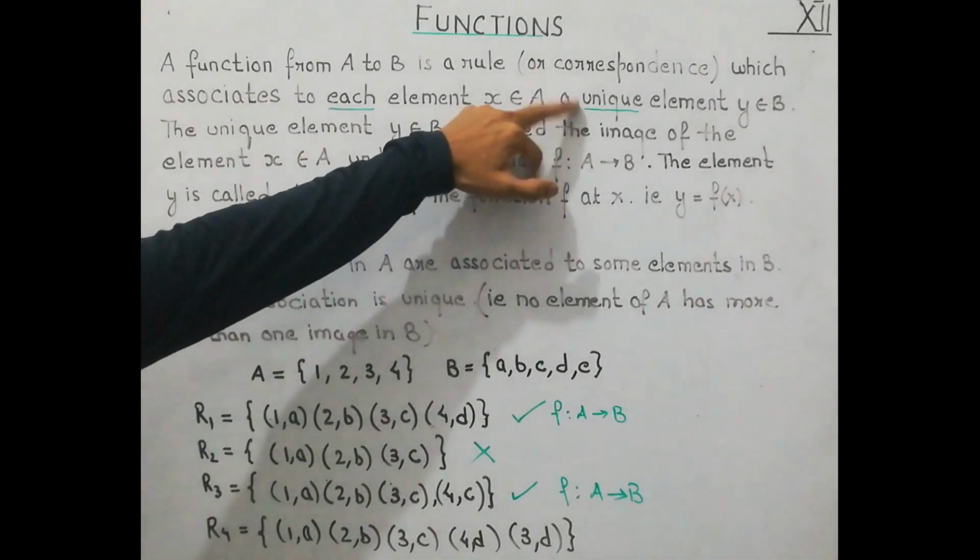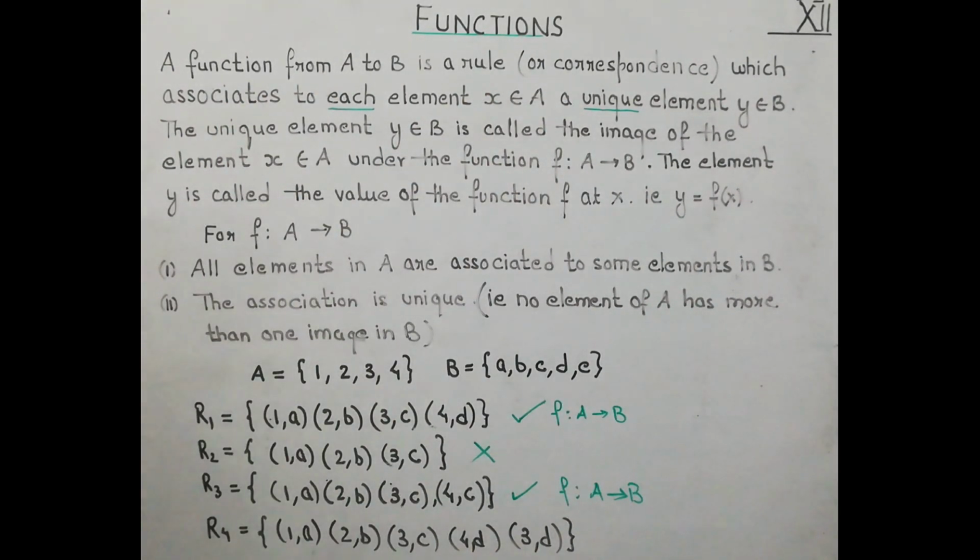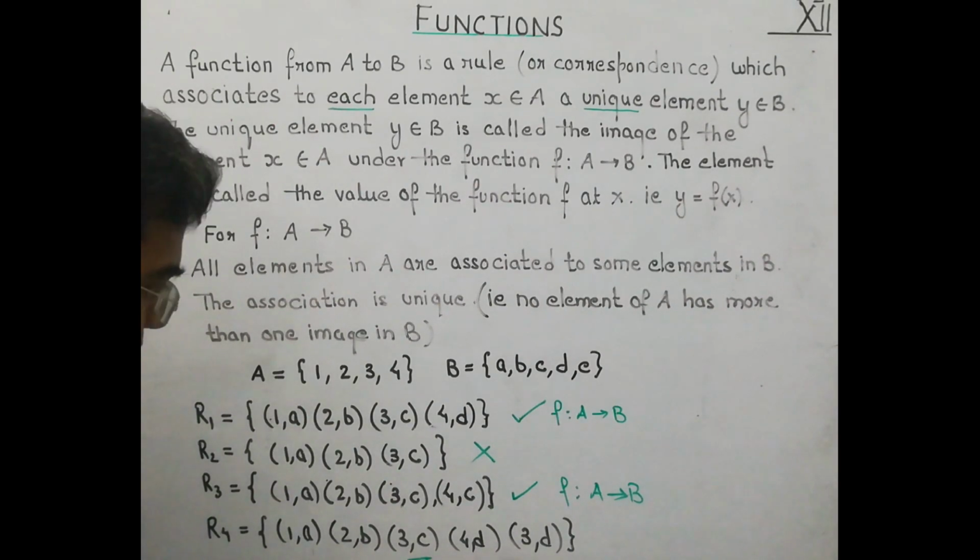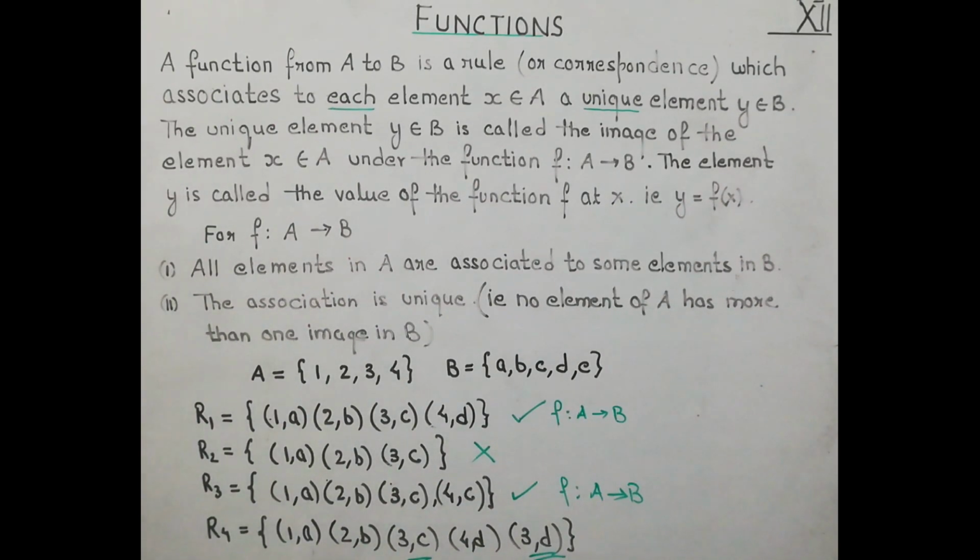But if we talk about the unique image, then you see this one. 3 is not having a unique image. 3 is getting 2 images. 3 has the image C as well as the image D. So one element has 2 images, so it's not a unique image. That means this relation is not a function.